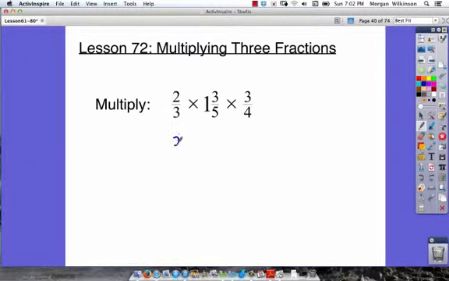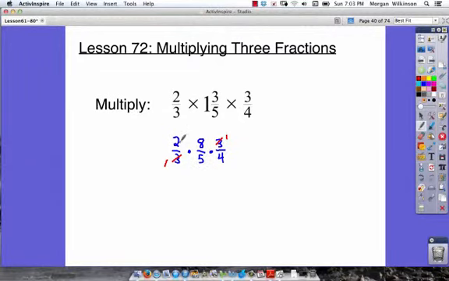So we're going to get 2/3 times, and 1 3/5, that's the same as 8/5 times 3/4. Now when we've got this set up, what we want to do is look at these three fractions, the numerators and denominators, and see where we can simplify before we multiply. So when I look at this, I see a 3 on top, a 3 on the bottom, 3 over 3. That's the same as 1 over 1.